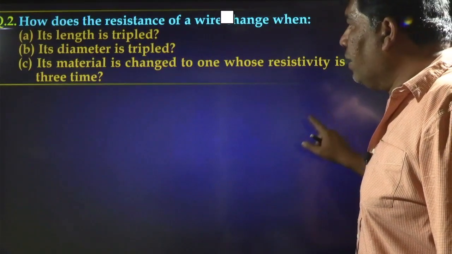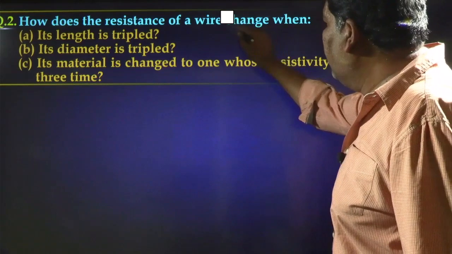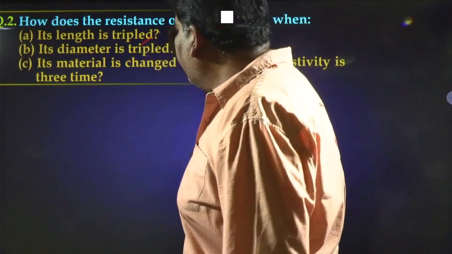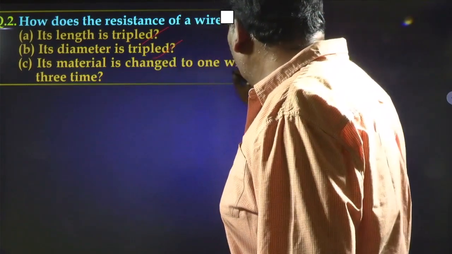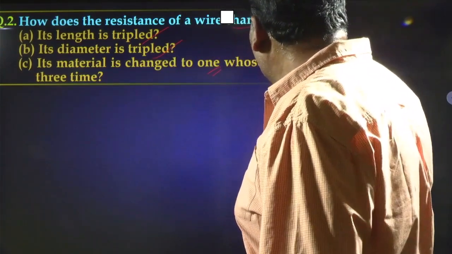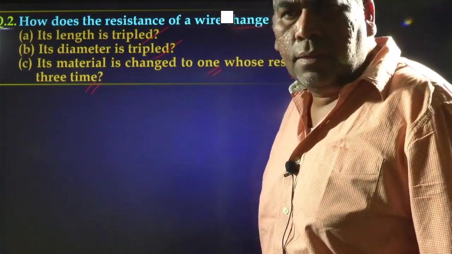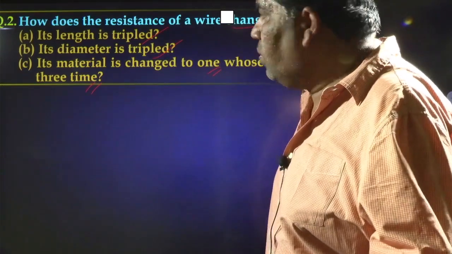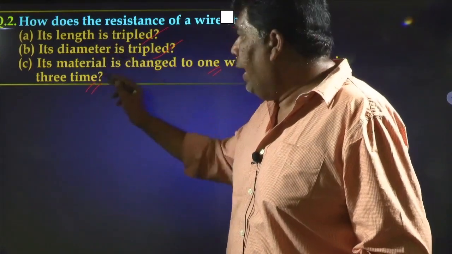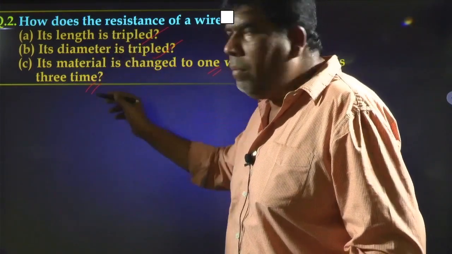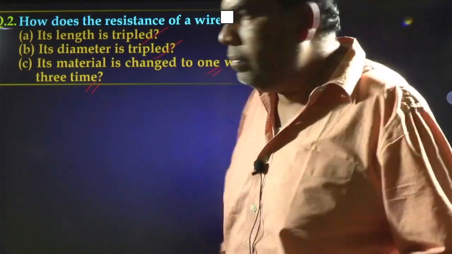Next, second question. How does the resistance of a wire change when its length is tripled, the diameter is tripled, and the material is changed to one whose resistivity is 3 times? Now the question is how the resistance of the wire changes based on length, diameter, and resistivity if all 3 of them are multiplied 3 times, or tripled.